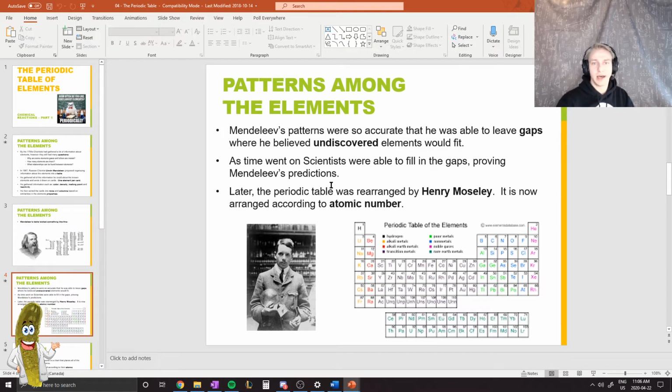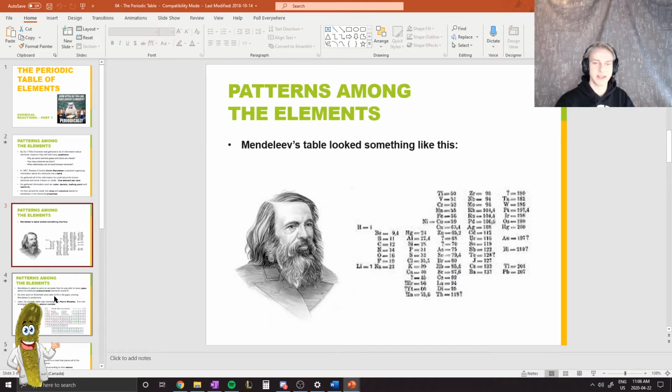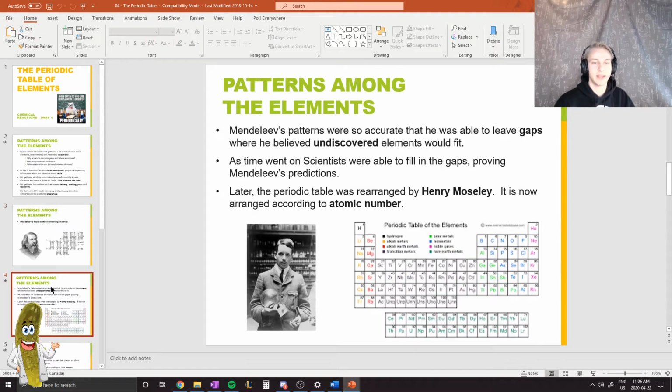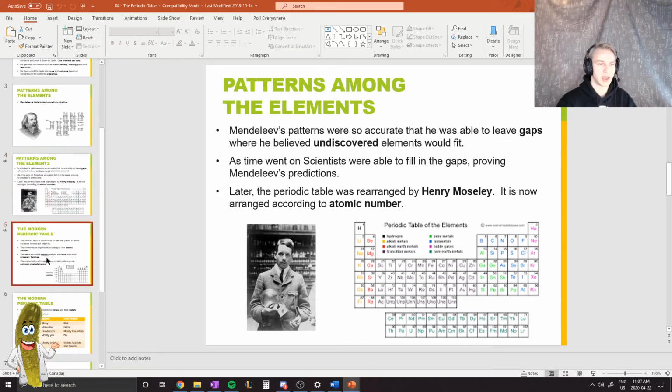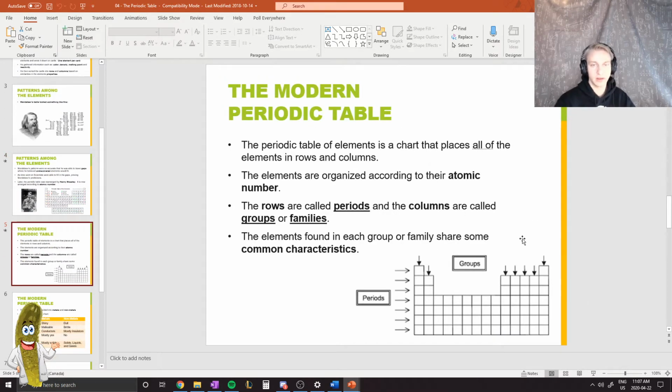Basically, this was created after Mendeleev as chemists discovered new or different elements, or new or different patterns. Some things, like even color, weren't necessarily the best way of organizing the elements. That was later found. Instead, what was found was the masses of the elements, but also the number of protons and electrons that they have. In the modern periodic table here, the elements are organized according to their atomic number.